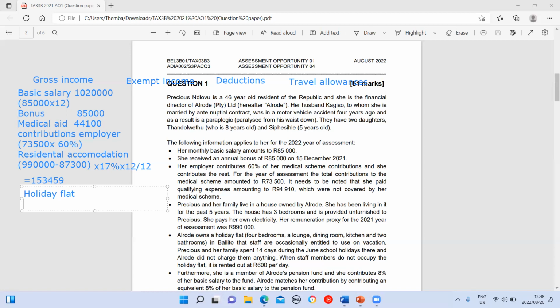They continue to say that when staff members do not occupy the holiday flat, it is rented out at 600 rand per day. So it is simple. We'll simply take our 600 rand and multiply it by our 14 to get the fringe benefit as a result of this holiday house given to us by the employer. But we didn't pay anything, so it'll just be that. And remember, I said this is a much simpler calculation than the residential accommodation above, and you can see why. 14 times 600.